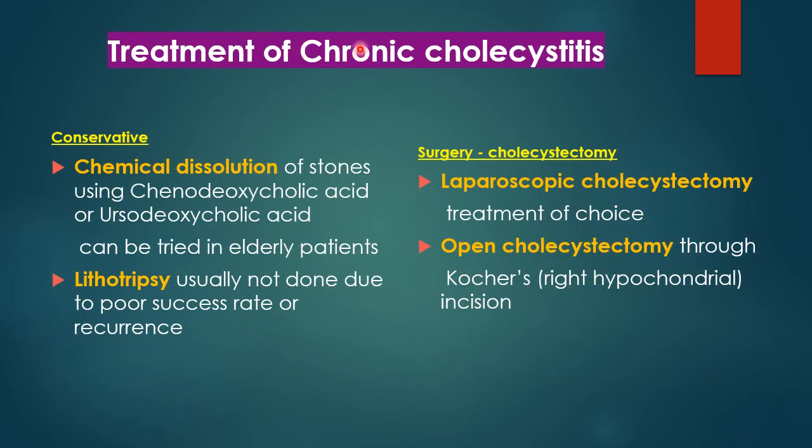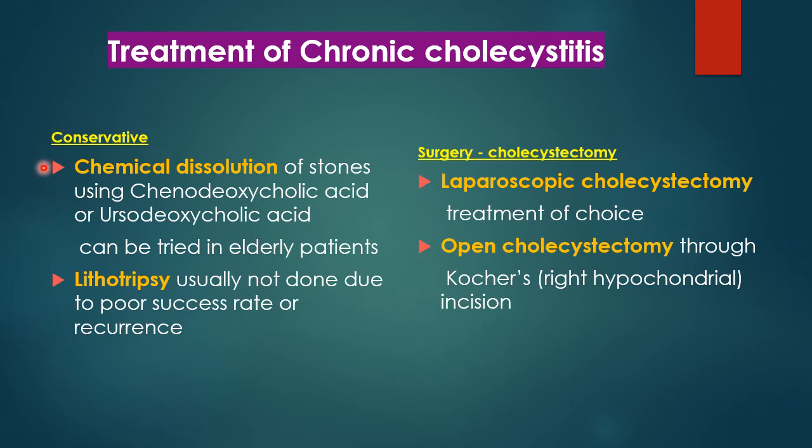Treatment of cholecystitis, chronic cholecystitis, is basically surgery. The surgery is of two types: laparoscopic cholecystectomy, which is the treatment of choice, or open cholecystectomy through a right subcostal or right hypochondrial incision.